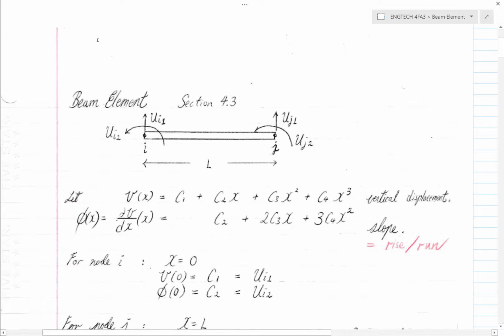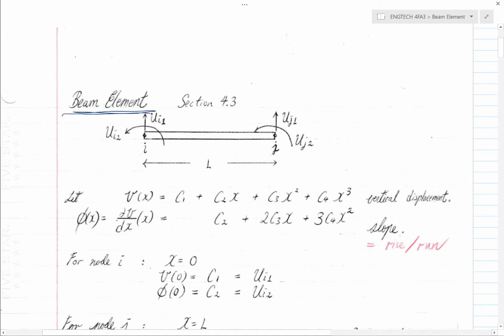In our previous videos, we have learned the theory on minimum potential energy, and we have learned the shape function, and also we have learned the strain displacement matrix. Those are the important tools to create or develop a new element. Now let's use those tools to create a beam element.